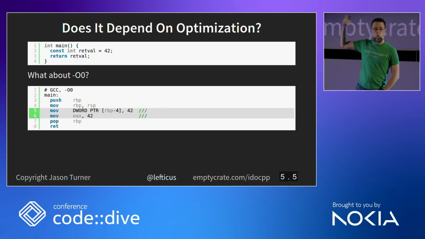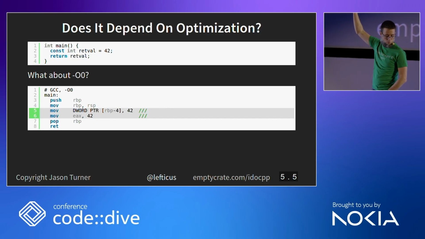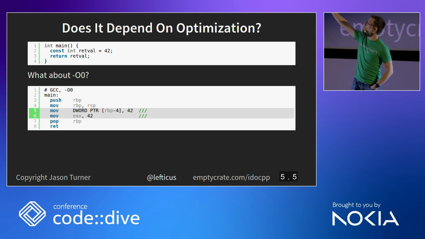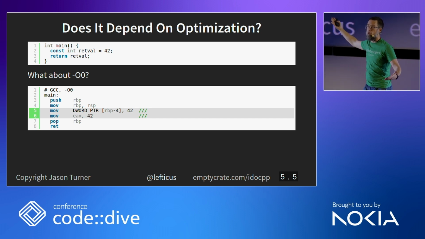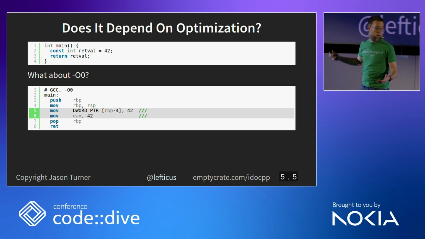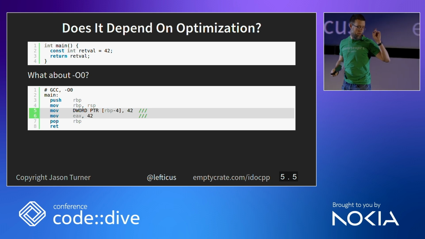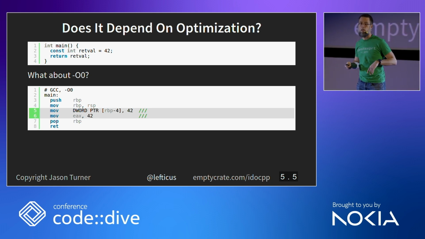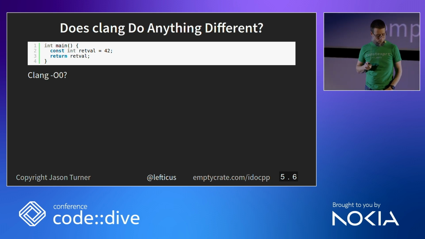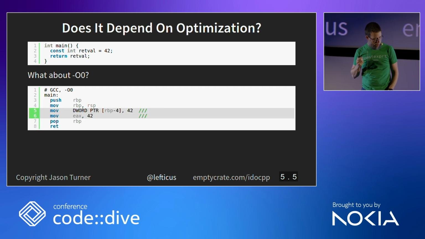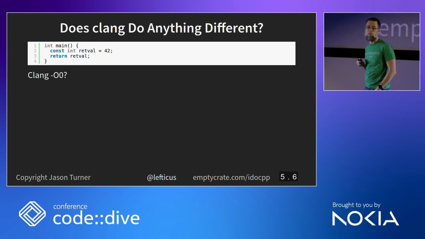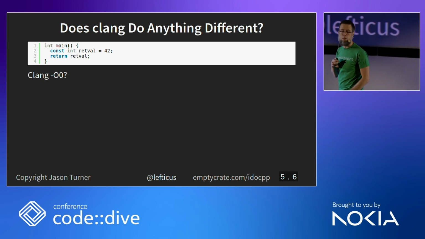So we do dutifully set up that stack variable, and then we have hard-coded 42 into EAX, the return value, on line 6 of the disassembly. All right. Now, if I do Clang, this was GCC. If I do Clang in O0, do you expect something different?